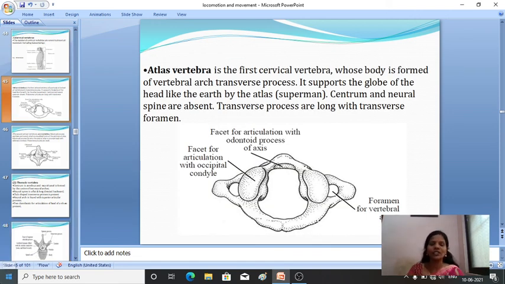This atlas vertebra is the first cervical vertebra, whose body is formed of the vertebral arch and the transverse process. Okay, this first atlas vertebra is the first bone in the cervical vertebrae.